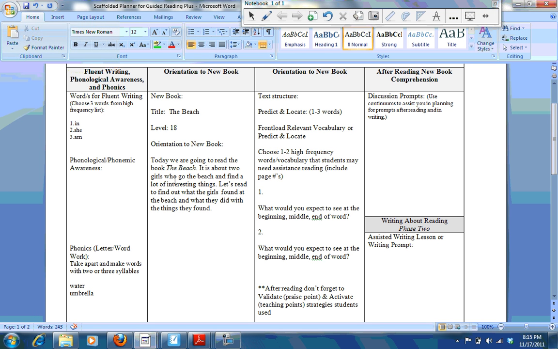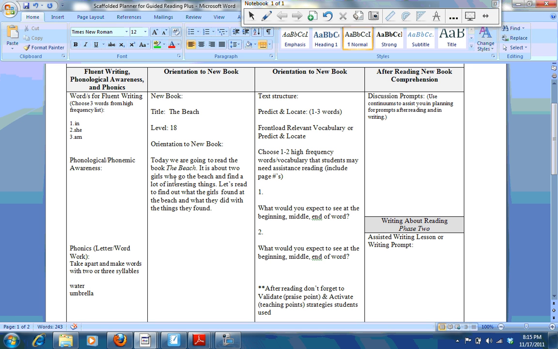Now I'm going to show you how to plan for the orientation to the new book. The way that works is you're going to basically plan, kind of script out what you want to say to the students. And then you're going to plan some predict and locate words for students and really think about what it is you need to do to introduce this story to students.